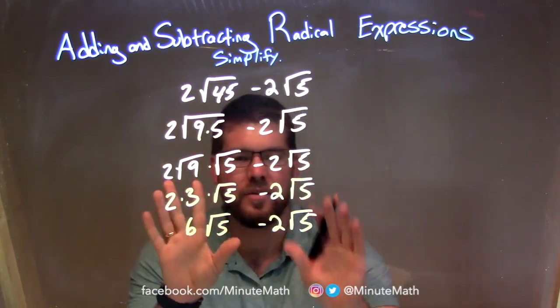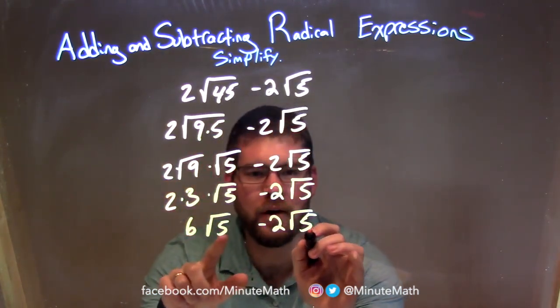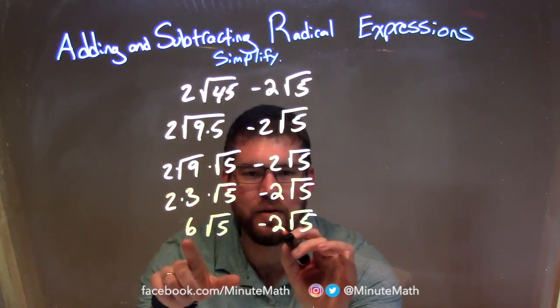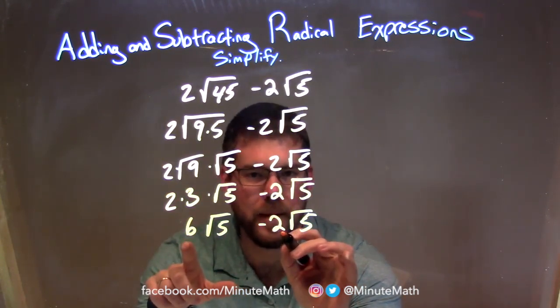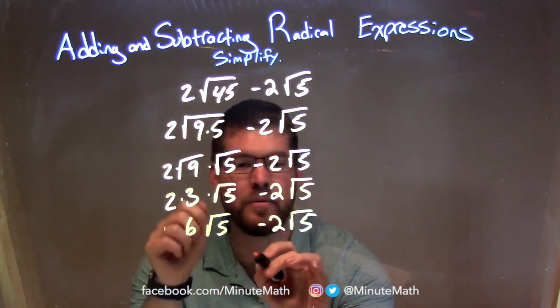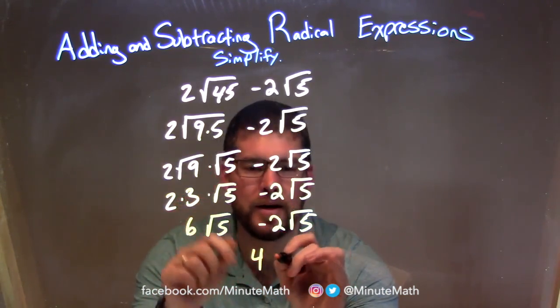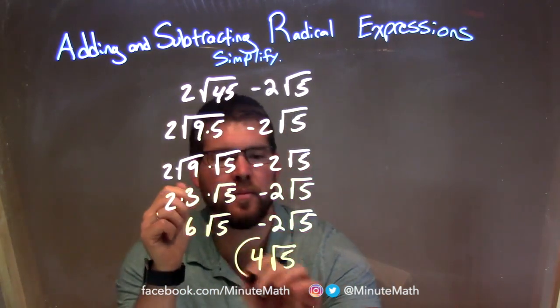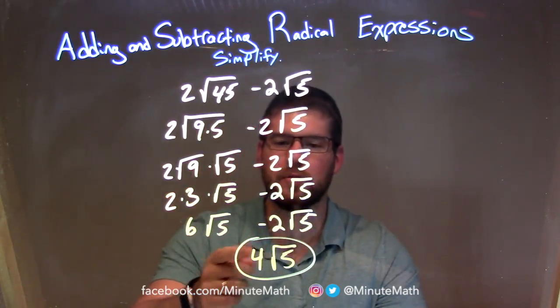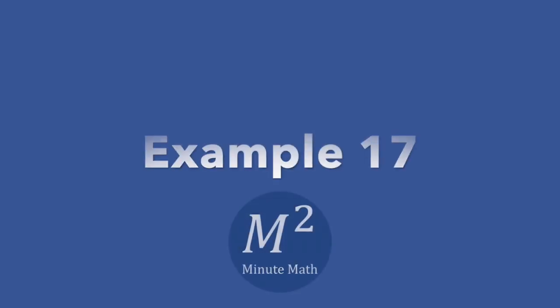Well, now this is great because now they both have the square root of 5 right there. All right, so we look at the numbers out in front, which is a 6 and negative 2, or minus 2, 6 minus 2. Combining them gives me a 4. So 4 there, bring down the square root of 5, and there we go. Our final answer here is just 4 times the square root of 5.